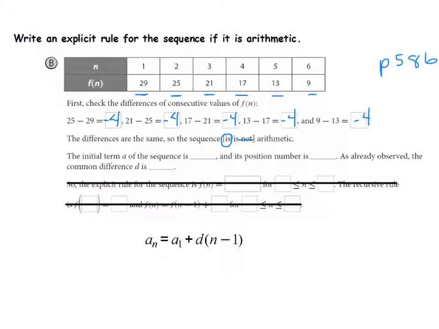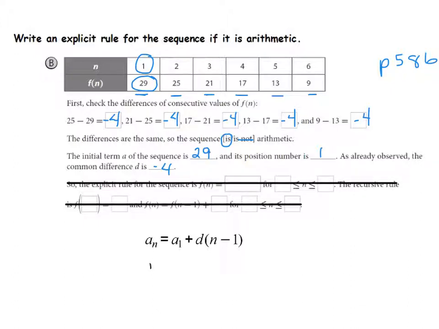Now the initial term of the sequence, there it is, the very first term in the sequence, is 29. Its position number is 1. So we talked about that n is starting at 1. And we already said the common difference is negative 4. And that's all the information we need to write the explicit rule. So down here below, I have our formula. So let's just simply substitute in.